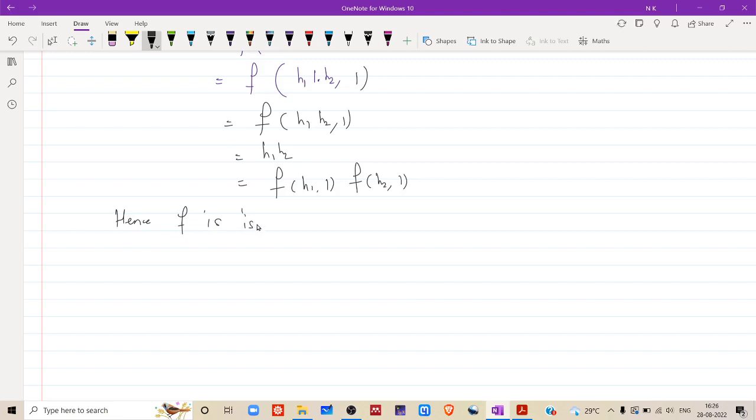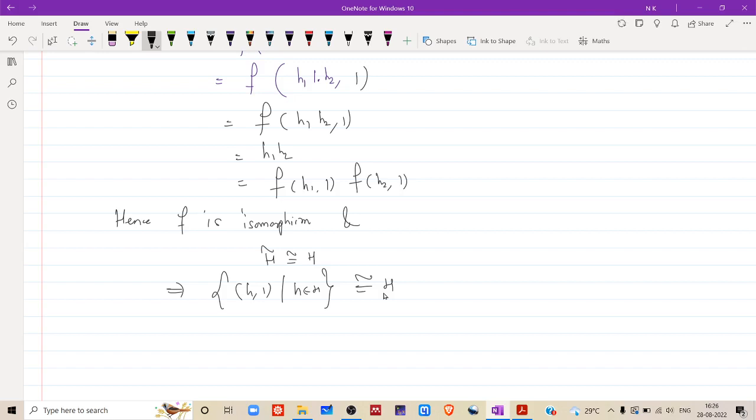F is an isomorphism, and we identify which sets are isomorphic: h tilde is isomorphic to h, domain is isomorphic to codomain. That means what is h tilde? It is the set of all elements of this type (h, 1), where h belongs to H, and it is isomorphic to H, right? Now a similar process we can follow for K.